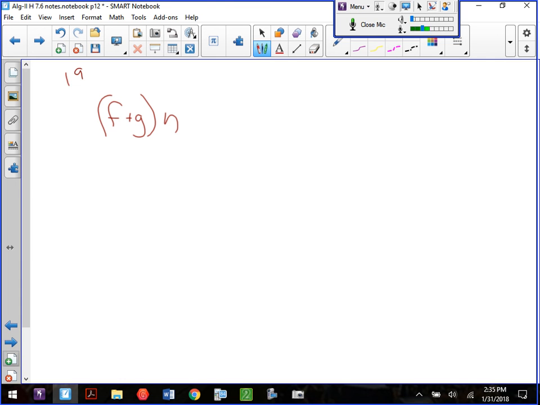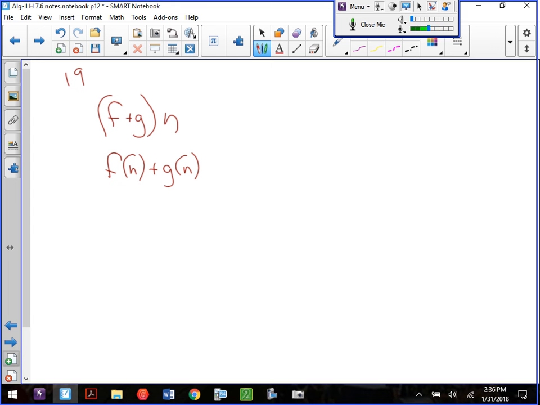This is 19. The worksheets use a different style of nomenclature when they're talking about composite functions. I bet you can figure out what that means. Yeah, this is the same thing as saying f of n plus g of n. They just write it differently. It means the exact same thing.